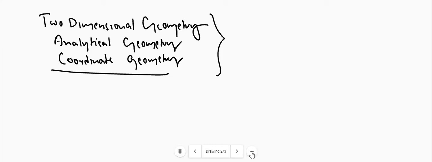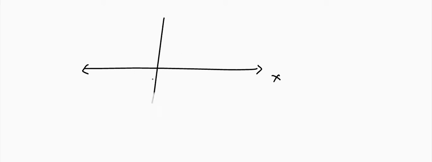What do you mean by coordinate axis? Coordinate axis means x-axis, y-axis, x-axis and the perpendicular line, that is y-axis. We have discussed coordinate axis. This is x-axis and this one is y-axis.